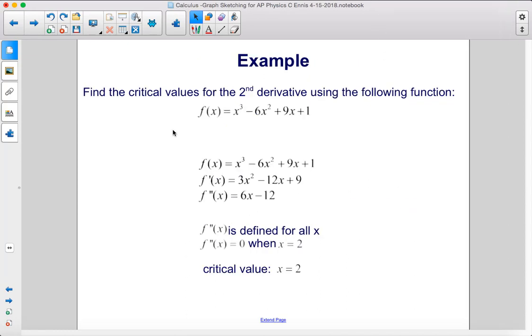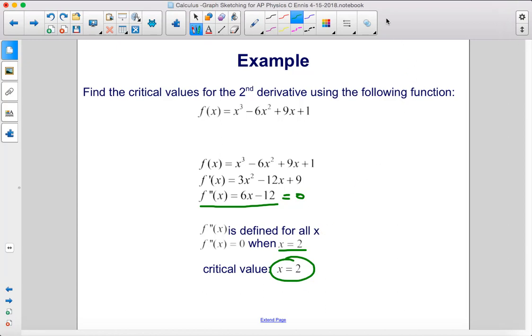Find the critical values for the second derivative using the following function. Here's our original function, so we just find the first derivative and then the second derivative here, and then we find where this equals 0. So because the second derivative is defined for all x, we just have to set it equal to 0, and we see that if we do that and solve, we get x equals 2. So our critical value is x equals 2.